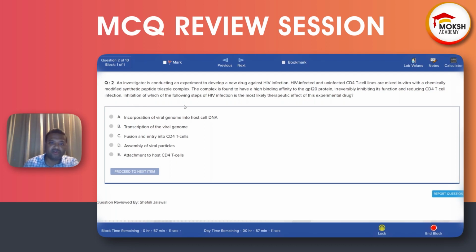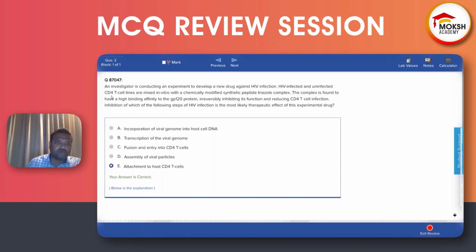Inhibition of which of the following steps of HIV infection is the most likely therapeutic effect of this experimental drug? Option A, incorporation of viral genome into the host cell DNA. Option B, transcription of the viral genome. Option C, fusion and entry into CD4 T cell. Option D, assembly of the viral particles. Option E, attachment to host CD4 T cell.